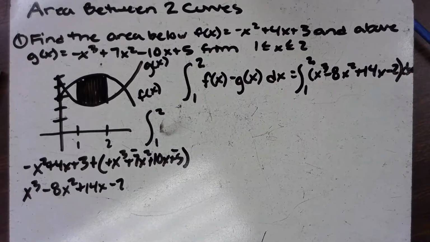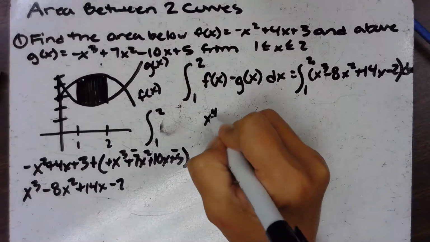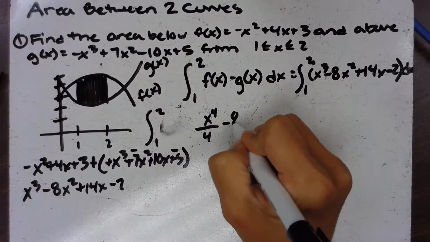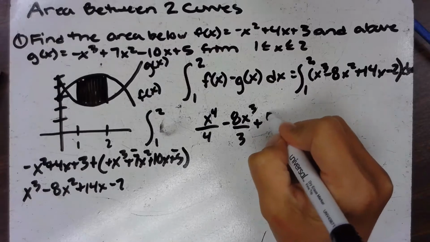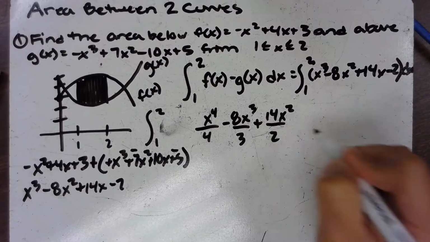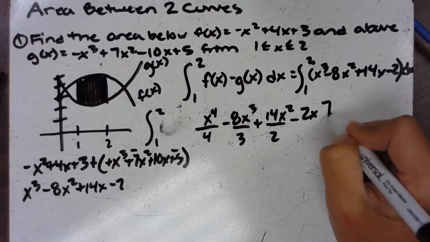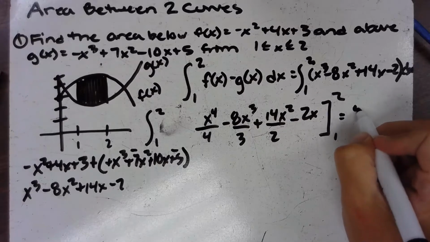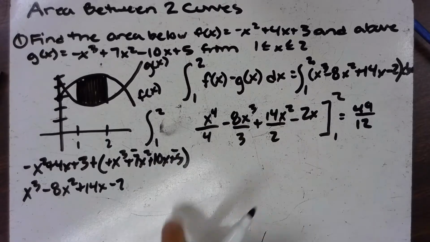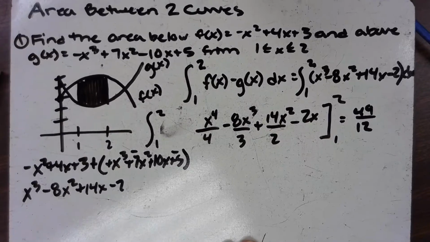And this isn't too bad to integrate. We're going to have x to the 4th over 4 minus 8x cubed over 3 plus 14x squared over 2 minus 2x, and I'm doing this from 1 to 2. We should know how to plug these in and get the values. I'm going to let you do that by yourself. You're going to plug in 2, plug in 1. Ultimately, the answer comes out to be 49 over 12. I'm more worried about whether you can set this up.